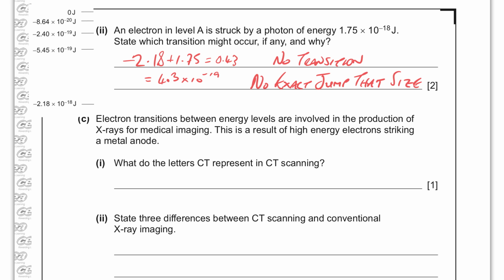Part C. Electron transitions between energy levels are involved in the production of X-rays for medical imaging. This is a result of high energy electrons striking a metal anode. What do the letters CT represent in CT scanning? Okay, so that's just straight out of your notes.